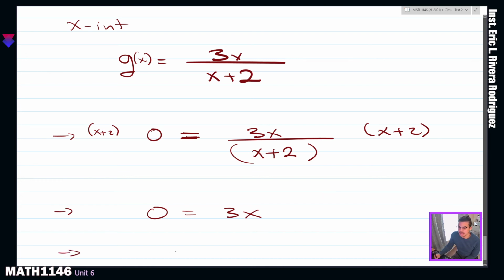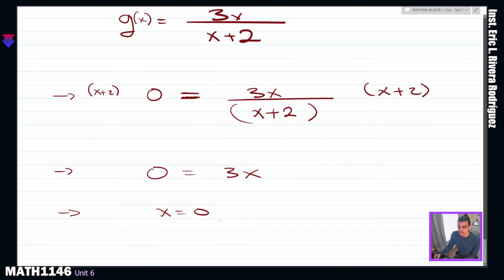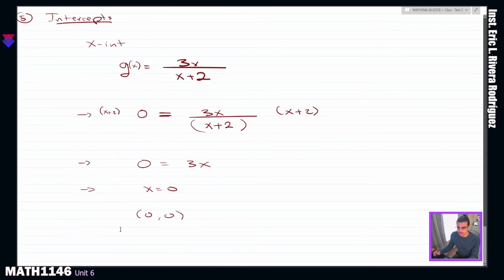Here, the x-intercept is x equals 0. Hence, the location of the x-intercept is (0, 0). This is the origin, so the x-intercept and the y-intercept are both the same. So I'm going to stop here. I'm not going to find the y-intercept because you are going to see that the y-intercept is also at the origin. So we have only one intercept. Both the x and y-intercept are at the same point, the origin.